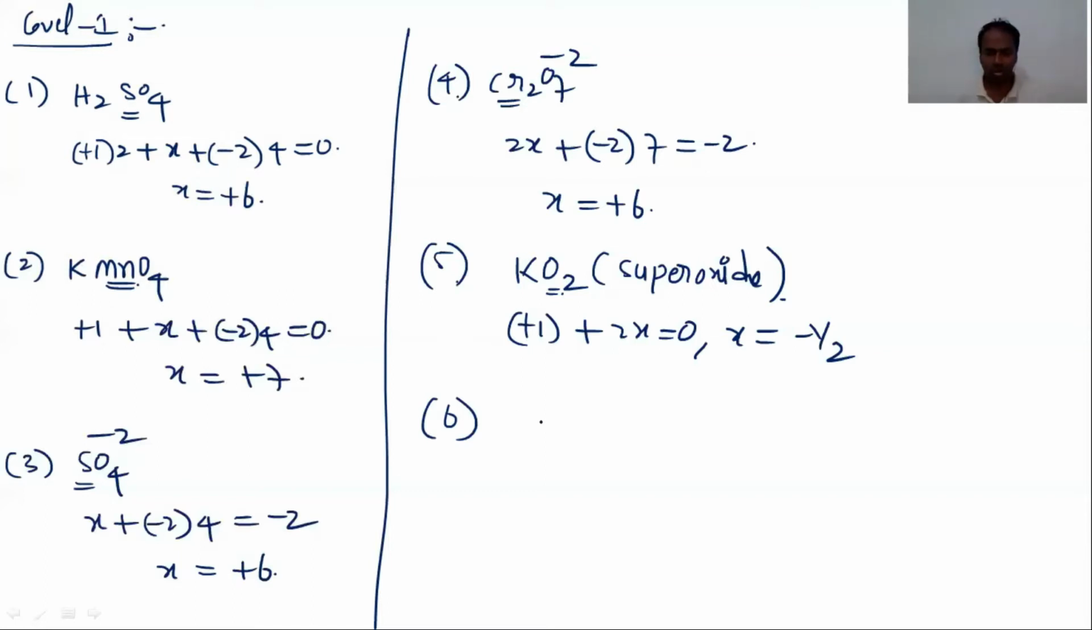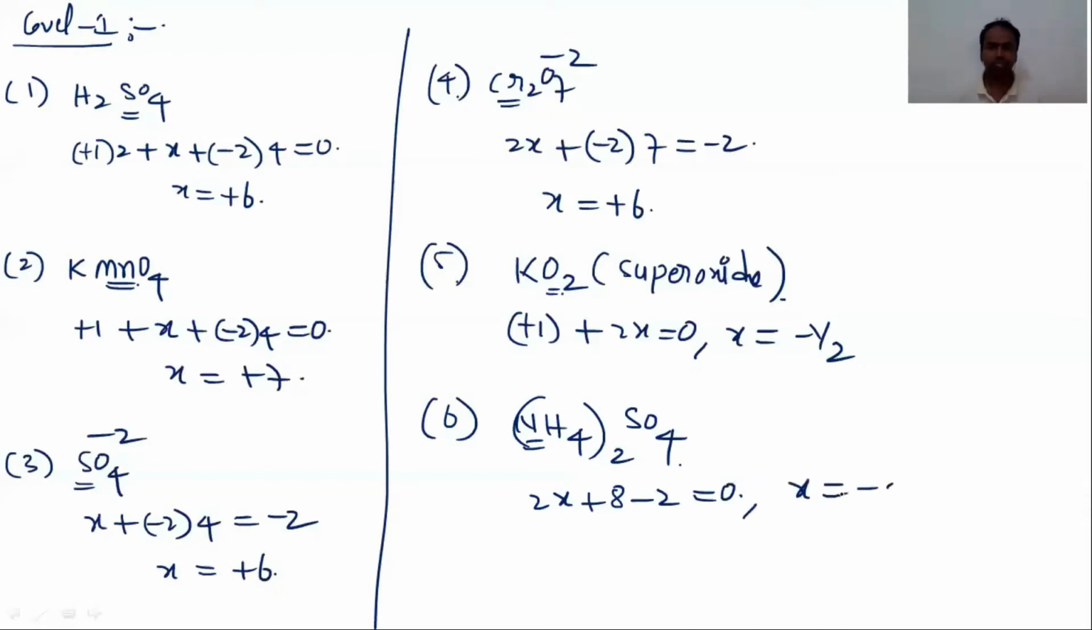Take one more, (NH4)2SO4, ammonium sulfate. I want nitrogen. For 2 nitrogens, that's why 2X. Each hydrogen is +1, so here 8 plus 8. Total, SO4 is -2, is equal to 0. Then here X is equal to -3. So this is the way to find the oxidation number of an atom in a compound or any ion.